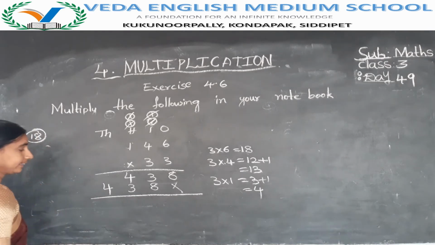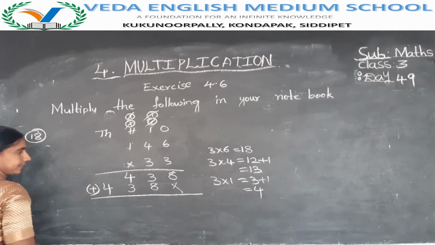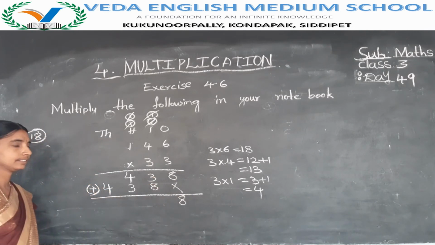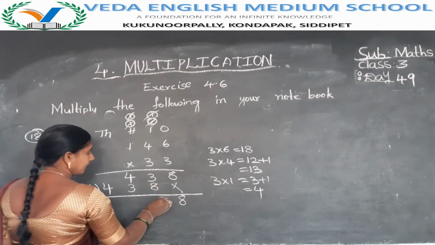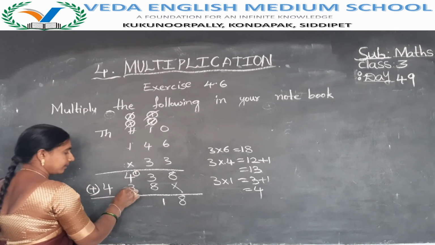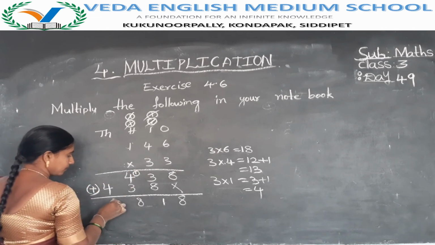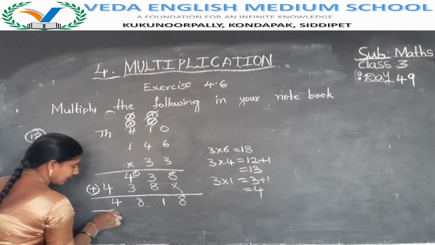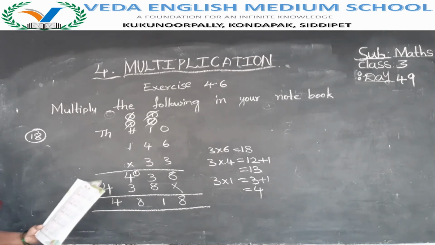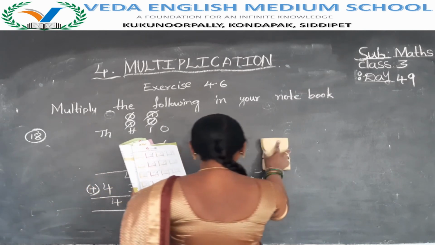Now add these two numbers. 8. 3 plus 8 is the 11. 1 carry. 1 plus 4 is the 5. 5 plus 3 is the 8. 4. The total answer is the 4818. Okay. Next 19th problem. You only do. I will explain 20.